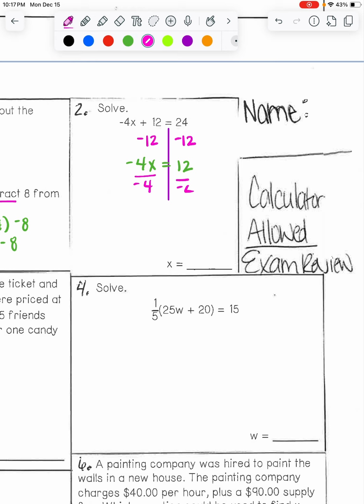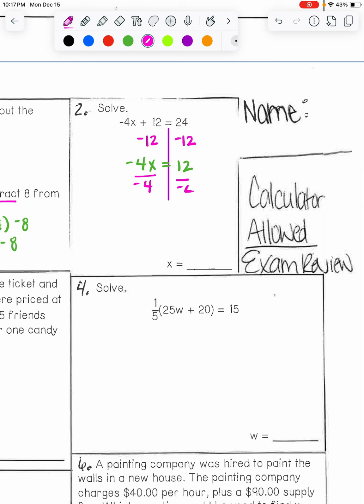Number 3, 5 friends each bought a movie ticket and 2 candy bars. The movie tickets were priced at $6 each. If the total cost for all 5 friends was $57, what was the price for 1 candy bar? Okay, so this is like a multi-step problem. The total cost, so I'm looking for the price of 1 candy bar. So one thing, a good habit to do is pick a variable. I'm going to stick with X just because that's what we did in class. You're more than welcome to use any variable you're comfortable with.